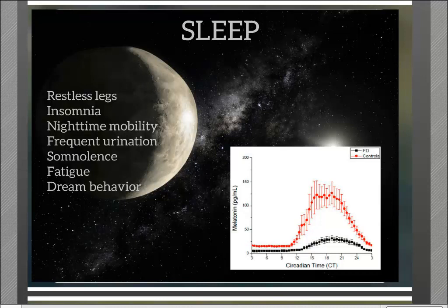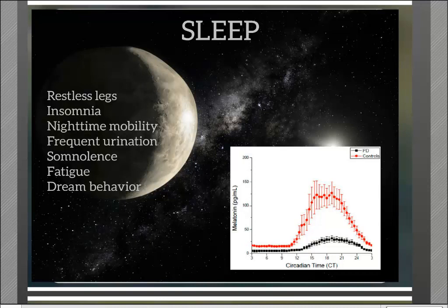Somnolence just means daytime sleepiness. Fatigue is extremely common. And then I've mentioned this already, but dream enactment behaviors, so punching, kicking, tossing, turning in the sleep.